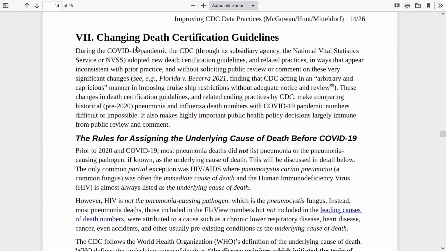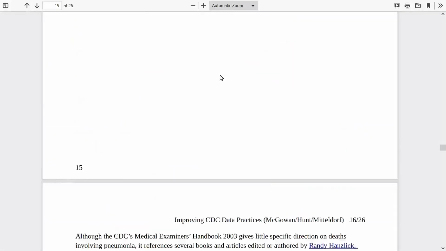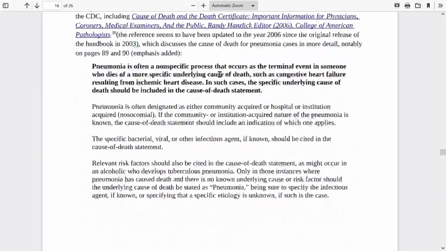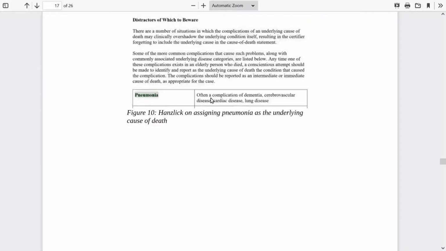And something else that happened is that the death certification rules for COVID are very different from those historically used for influenza and pneumonia, which were generally considered not to be the underlying cause of death, to be either a cause of death or a contributing factor in the presence of pre-existing conditions. So that's a major issue in interpreting the data. So, for example, pneumonia would be considered a complication, not the underlying cause of death, if the person already has dementia, cerebrovascular disease, cardiac disease, lung disease.